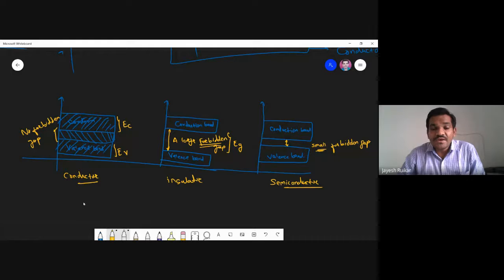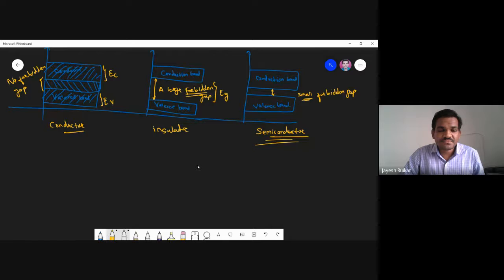Now in the whole of electronics, we are talking about semiconductors and how these devices have evolved.